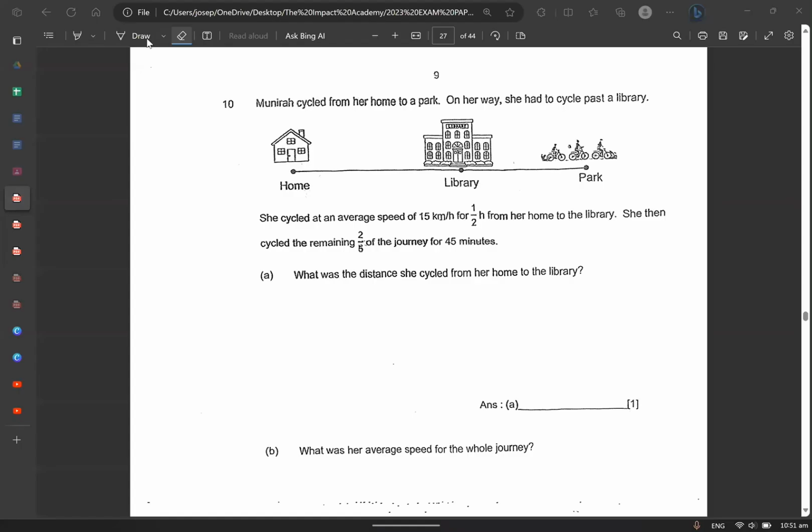Okay, hi everyone. Today we are looking at question number 10. As you can see over here, this is a distance question. I like to put DST, but of course, later on you can identify whether it's a meets-up or catch-up kind of question. Now, it says that Munira cycled from her home to a park.